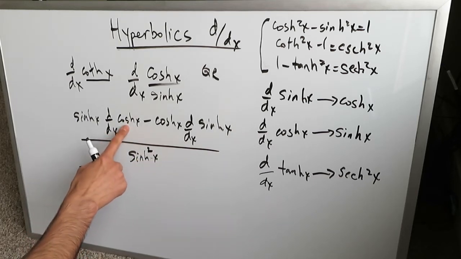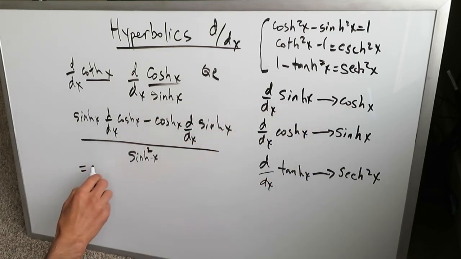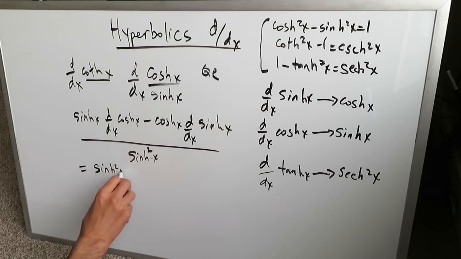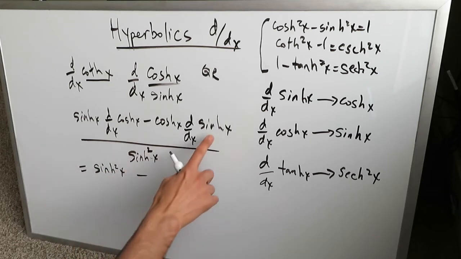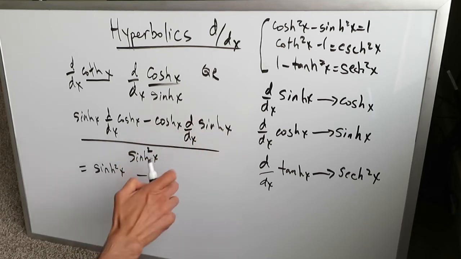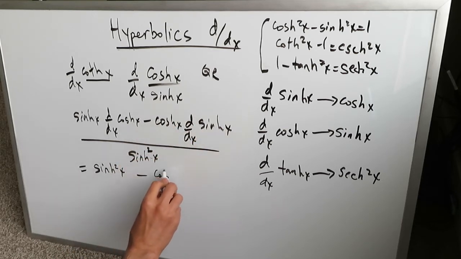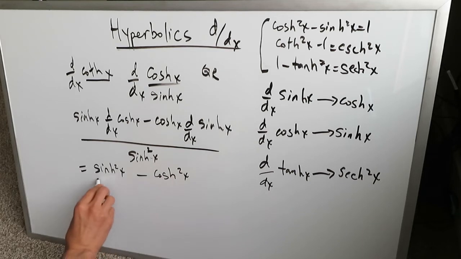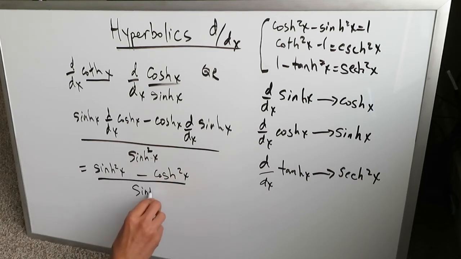The hyperbolic cosine derivative, as you see over here, is just a sine h. So sine h times sine h, you get sine h squared x. You can see that. The derivative of this is a hyperbolic cosine, which multiplies with the same, and you get hyperbolic cosine squared x over sine h squared x.